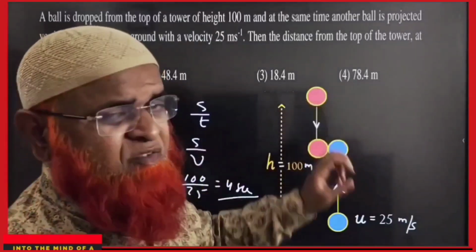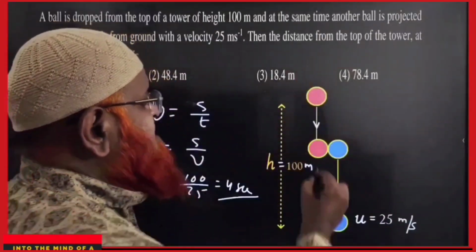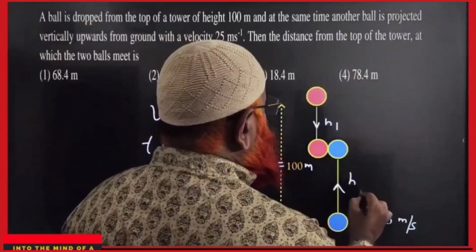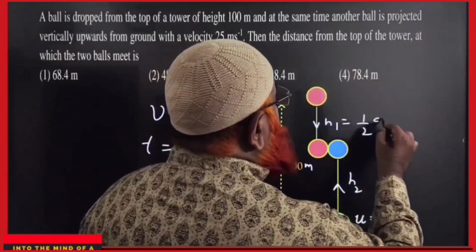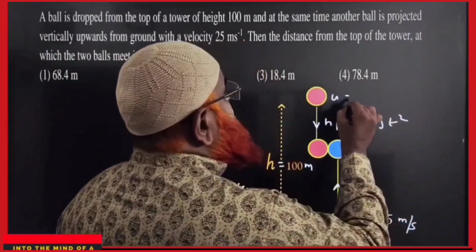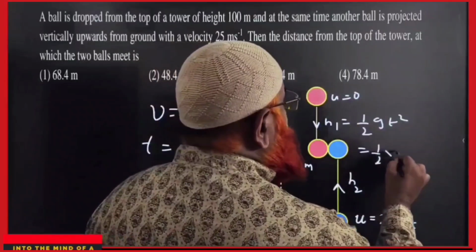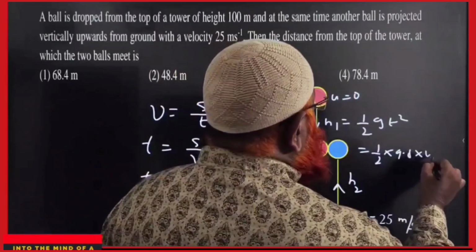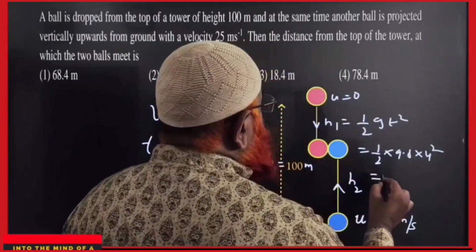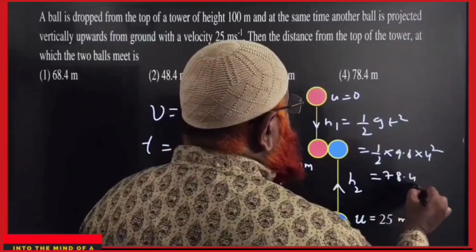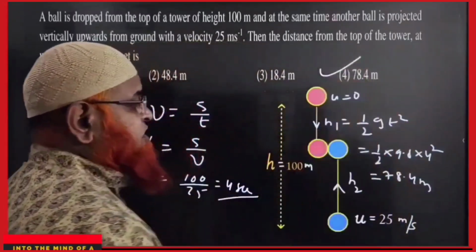Once they are meeting at 4 seconds, you have to find out the top height. Let us take this as h1 and this as h2. h1 is nothing but half g t square because u is going to be 0. Therefore half into 9.8 into 4 square is going to give you approximately 78.4 meters. So this is going to be your answer.